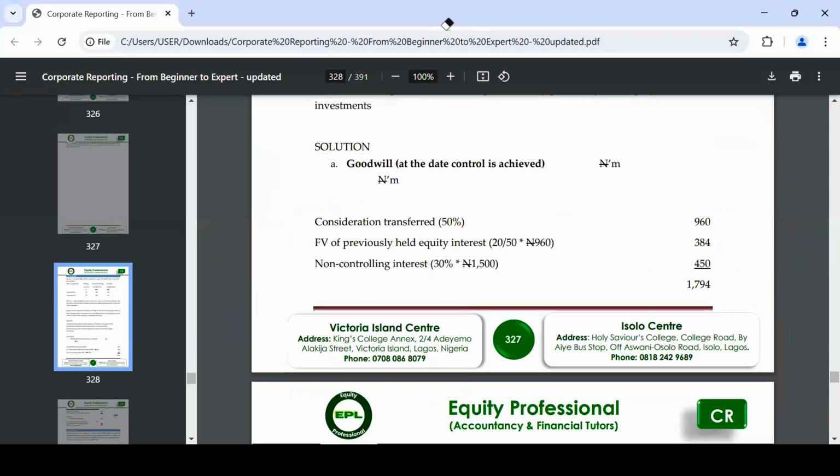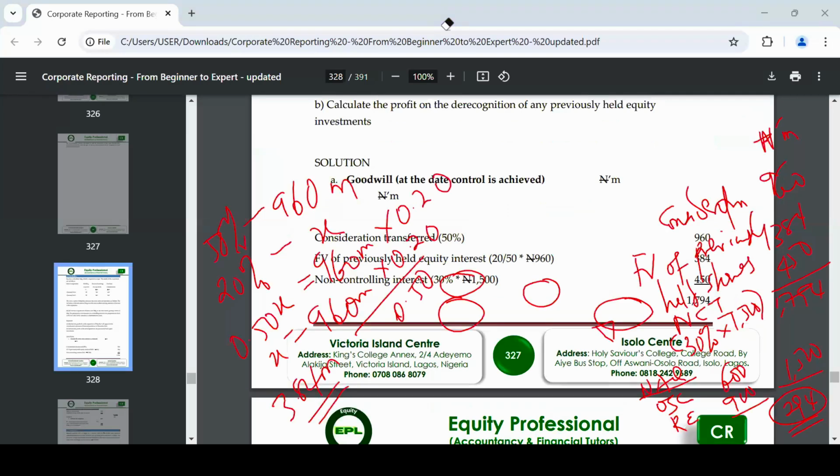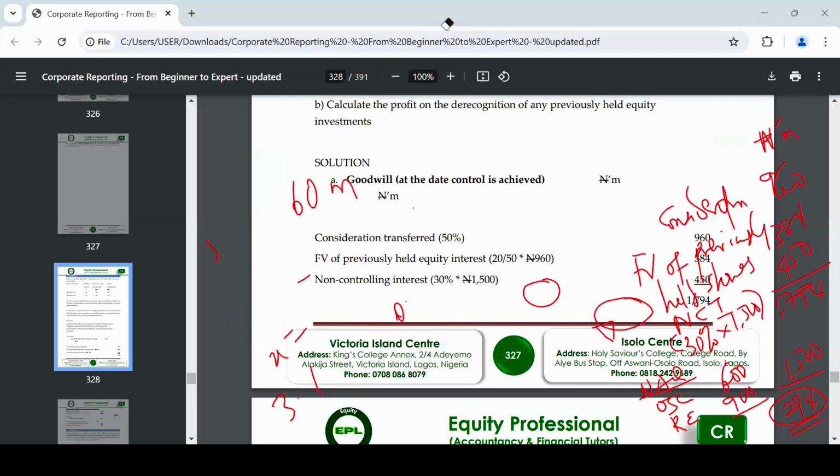Let me take you straight to the solution. How did they get this 1.5? Don't forget, it's the same principle you learned for simple consolidation, you don't throw them away. One of the principles we learned was that NCI, the examiner will always tell us how it is to be measured. Examiner told us here, non-controlling interest is to be measured at the proportionate share of the fair value of the identifiable net asset of the subsidiary.